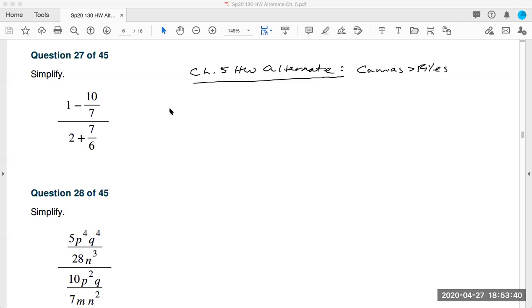So for number 27, we're asked to simplify this expression. This is actually what's called a complex fraction. The reason is there's something you can simplify on the top and there's something you can simplify on the bottom, expression wise. So let's color code this a little. I'm gonna put the top in blue and put the bottom in orange.